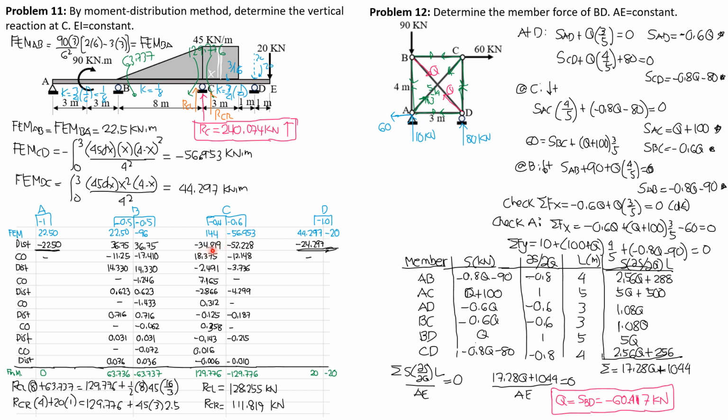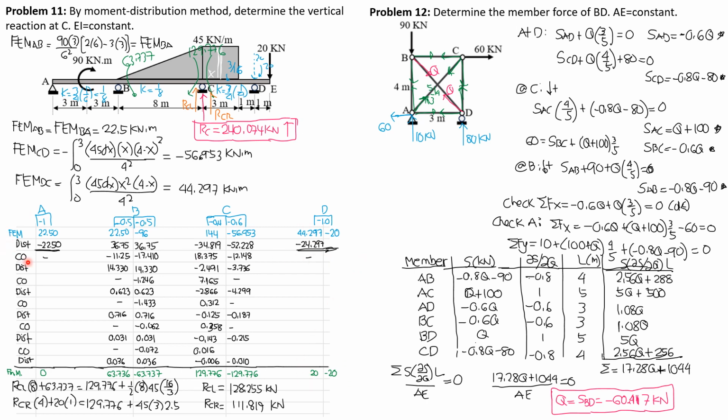So negative 34.819. Replace 0.4 by 0.6. So negative 52.228. Then finally at D, quantity 44.297 minus 20 times negative 1 is negative 24.297. And we lock it also finally because the moment at D is negative 20, moment DC is definitely positive 20. So that's positive 20, negative 20 on DE. So 20, negative 20, that's finalized.